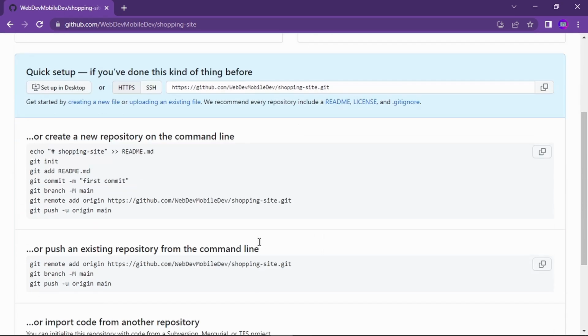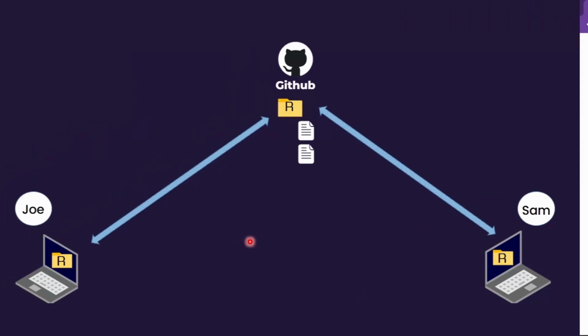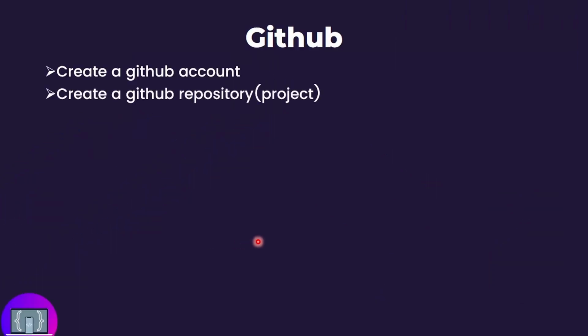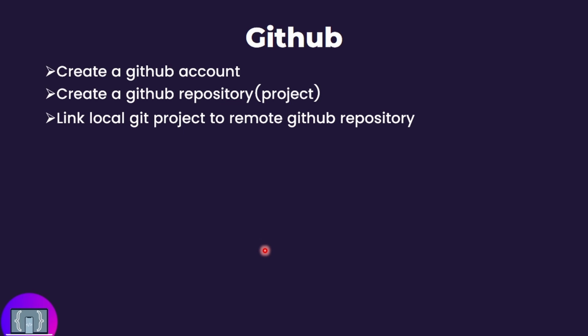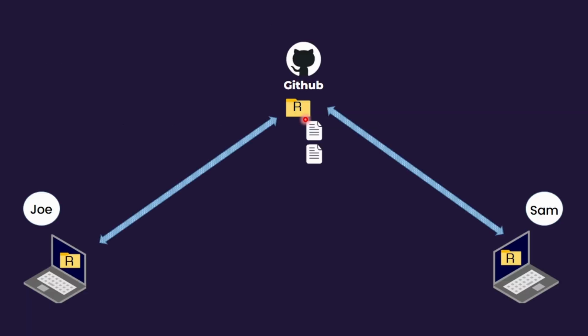After creating the repository, the next stage, as we saw here, you need to create a GitHub repository, a GitHub project. The next thing you need to do is link your local Git project to the remote GitHub repository. So we have to link this local Git project to our remote GitHub repository.